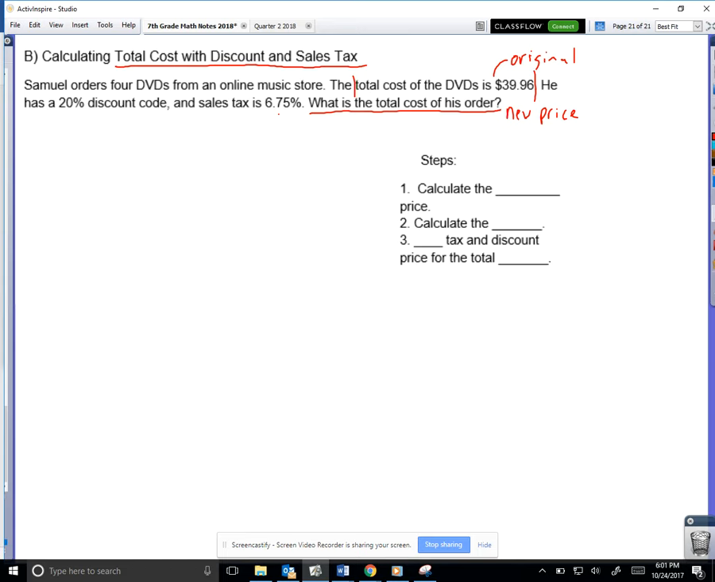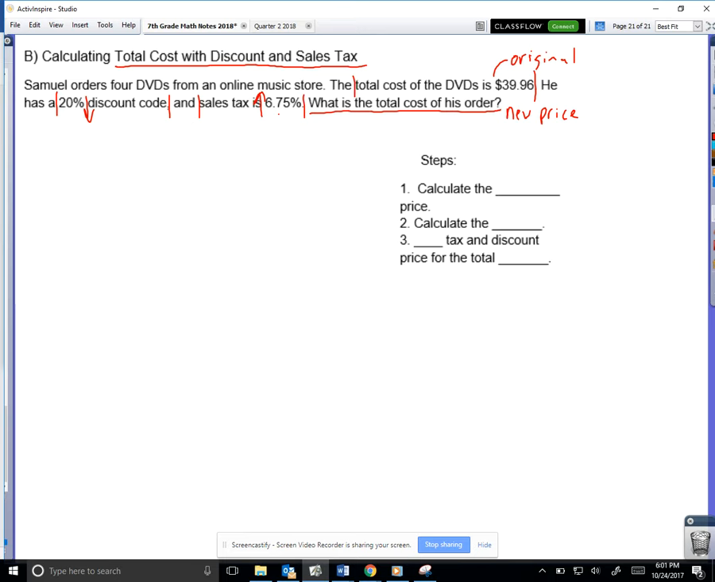So he has a 20% discount code. That means some money is going to get taken off because it's a discount. Remember, he's saving money. He's buying on sale. The sales tax is 6.75%. That's going to make the price go back up because sales tax is added to the price. So let's just figure out what we have to do to get this calculated out.